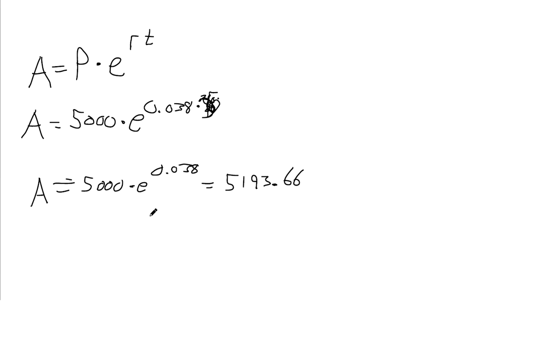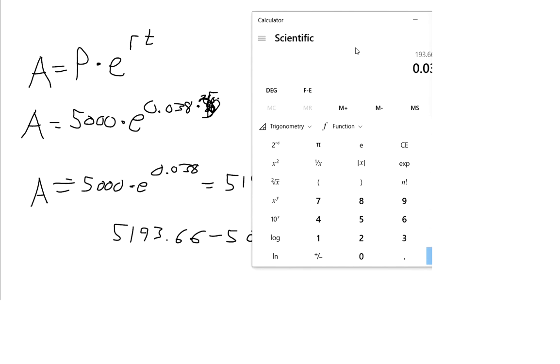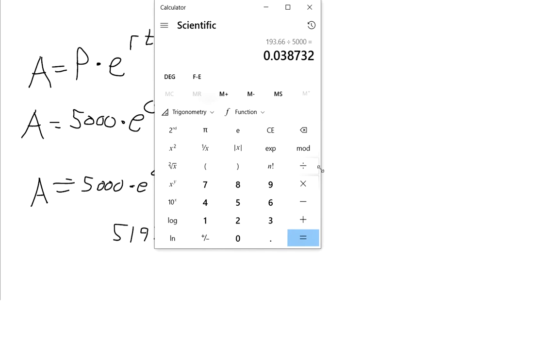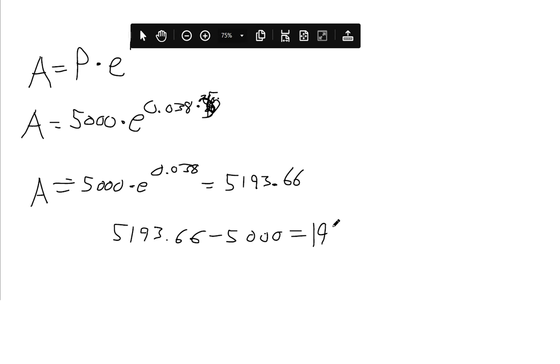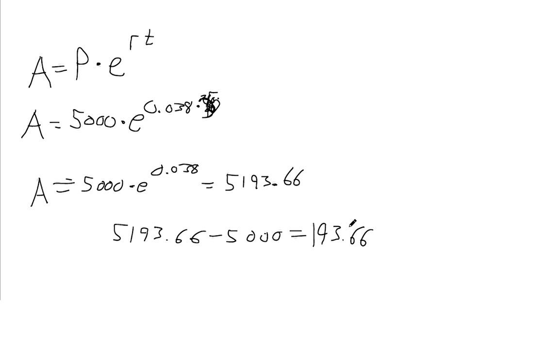So to find APY, let's first calculate the interest. We started with 5,000. We ended up with $5,193.66. So if we subtract those two, that'll tell us how much interest we earned. I wish I could make this calculator smaller, but I can't. 6 minus 5,000. We earned $193.66.